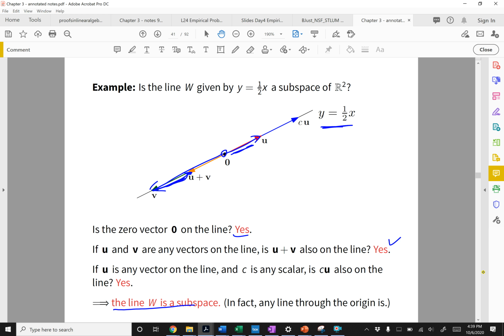So the line W is a subspace, and any line through the origin is a subspace. Any combination of vectors that live on that line still lives on the line.